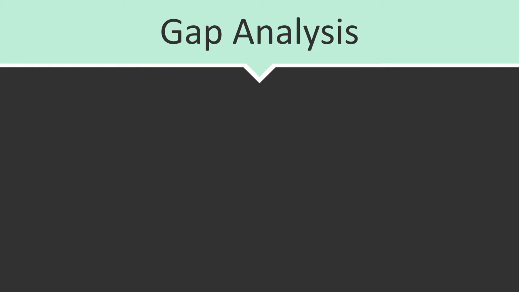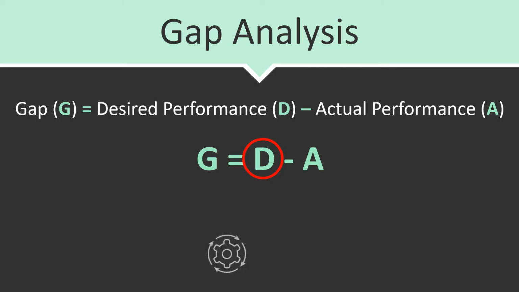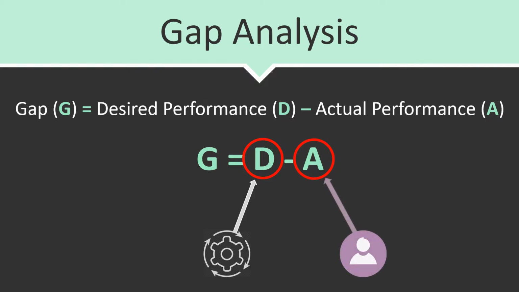So, how do we quantify a need or a gap? The most straightforward way is to subtract, so to speak, actual performance from desired performance. So G equals D minus A. You get your data on desired performance from your operational analysis. And you get your data for actual performance from your person analysis. But wait, that's just the first step. There are other things to consider as well.